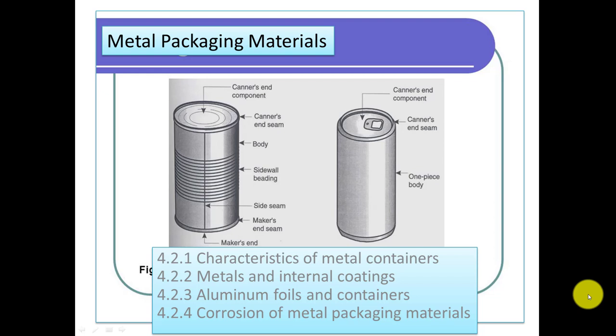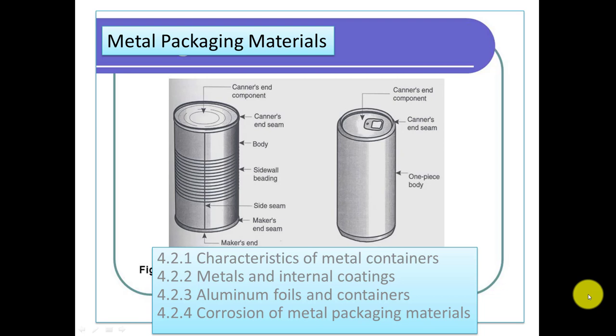Yeah, good morning, students. Today I'm going to cover the second part of the fourth unit. In the first part, we already talked about paper based packaging material, and the second part is about metal packaging material. The third part is about glass packaging material, and the fourth part is about types of sealings and closures.